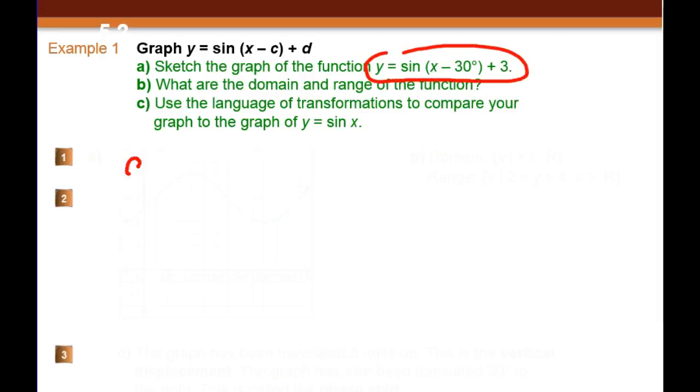Do we know an amplitude? 1. Yeah, so it's really not stretching at all. Is there a negative in the front for a reflection? No reflection. Okay, what about this guy here? That's a horizontal translation of positive 30 degrees, right? So that means we're going to the right 30.